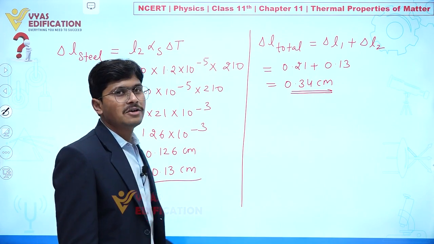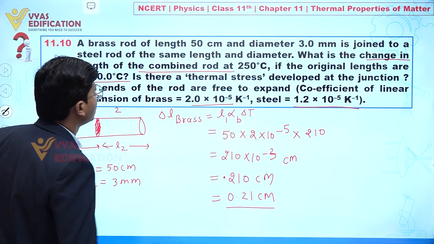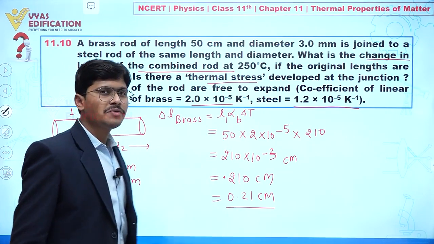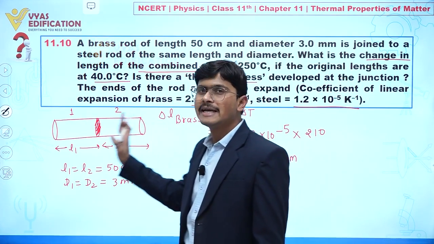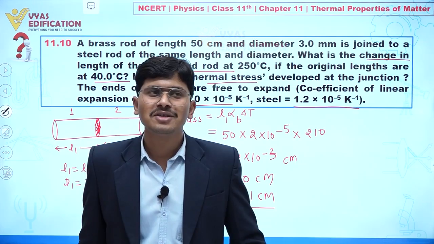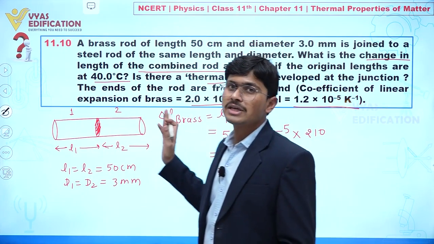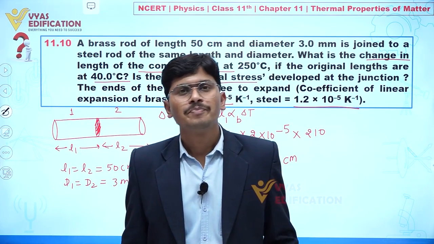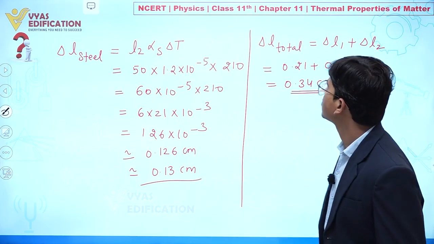We have one more question. Is there any thermal stress developed at a junction? Actually we are changing temperature, but there is no restriction. Here the rods are having free expansion. In the case of free expansion, because there is no restriction, there is no thermal stress developed, although thermal strain is developing. Whatever you are calculating here is thermal strain.